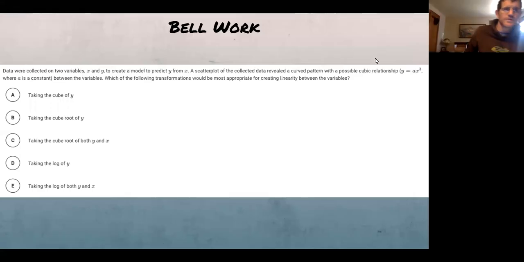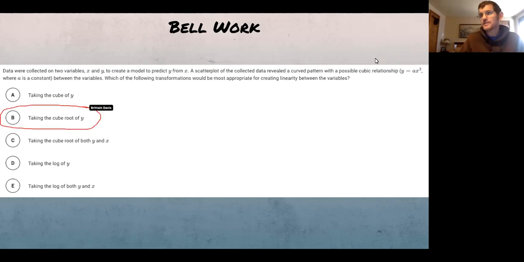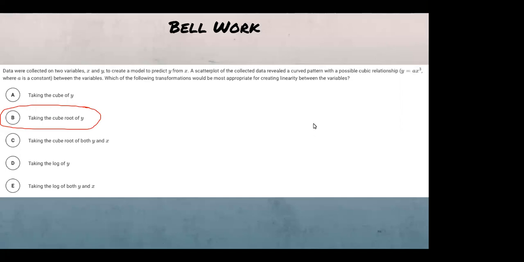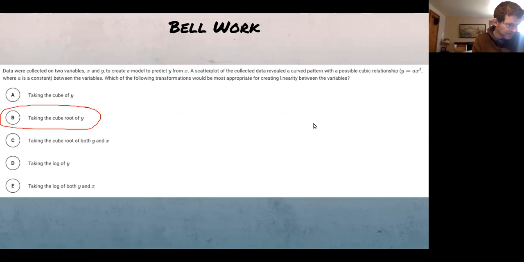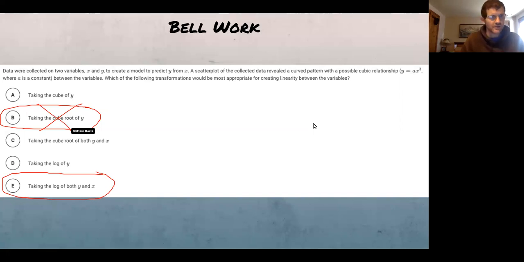Okay, so this re-expression work is actually somewhat interesting, and it's going to force us to amend what we talked about a little yesterday. Now, my thought on this would have been to take the cube root of y. That would have been my answer, and I would have been very confident in that answer. But it turns out that's not the correct answer, and it's not C either. It turns out the correct answer is to take the log of both y and x. It's a very counterintuitive answer, and like I said, not one that I had on my radar at all.